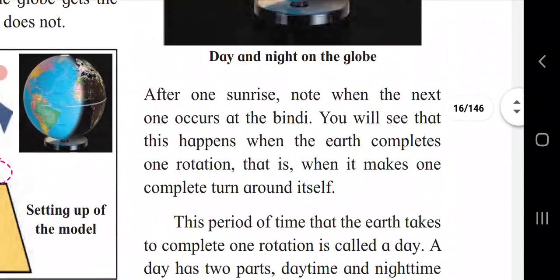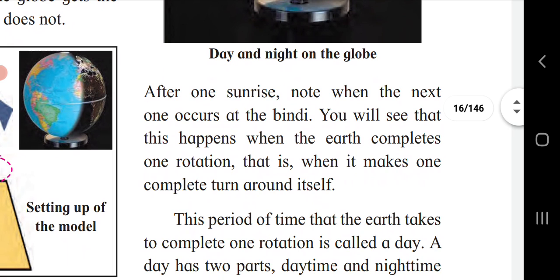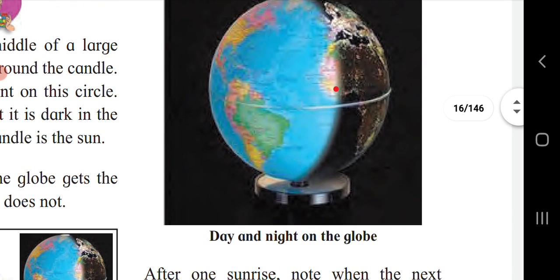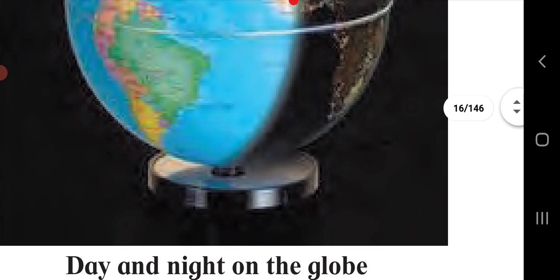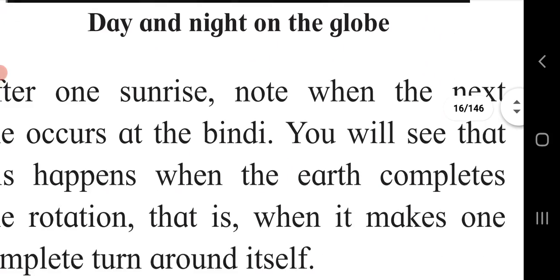Again, they told us to place a red color bindi on the globe and set up the experiment in the same manner as we had done in the previous one. You can see here the red color bindi as they had denoted. Wherever the bindi moves, you have to tell whether that part is day or night, or sunset or sunrise, what time it will be at that bindi. So sunrise, noon and sunset are caused due to the rotation of the Earth.